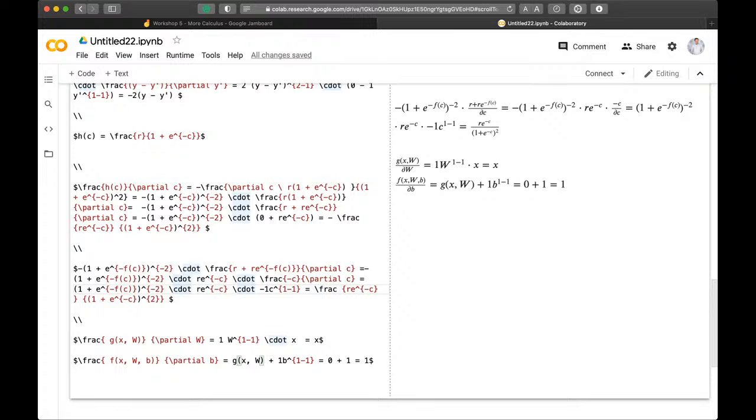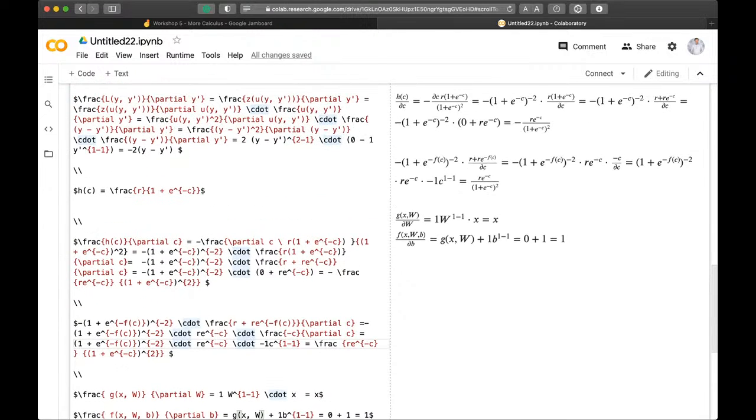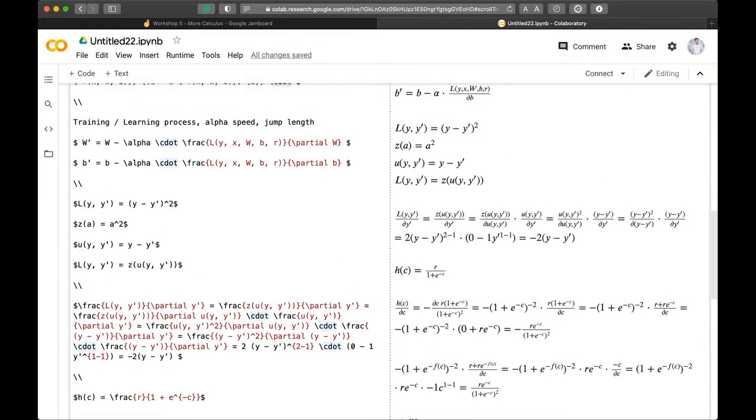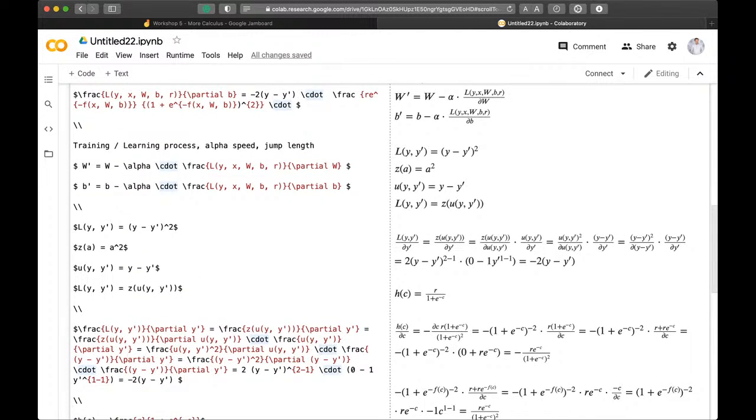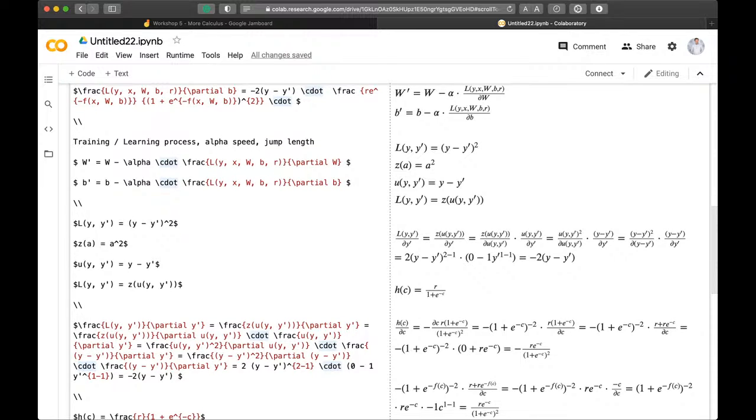Could you show the L derivatives again? Okay, so the L derivatives are here. Maybe you're thinking about the y prime and the chain rule, because it's again also a function. So y, and here this is a minus.